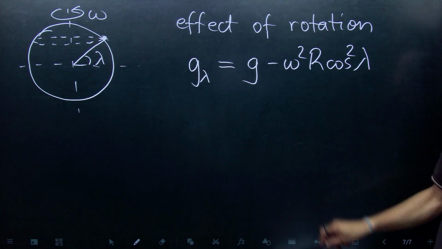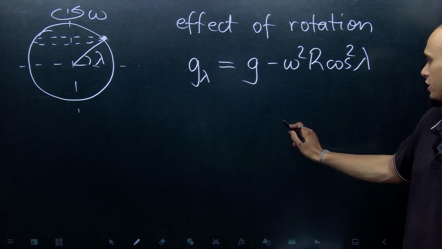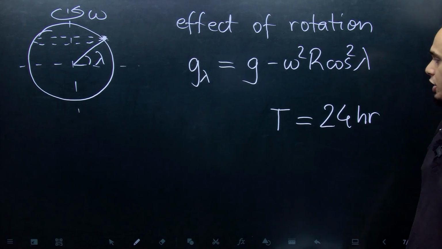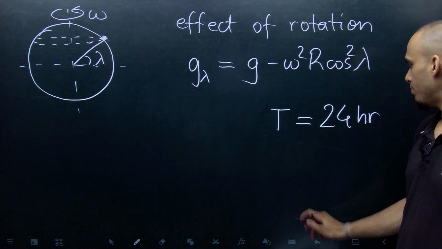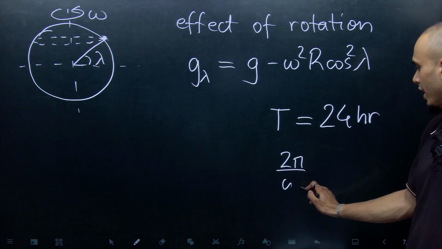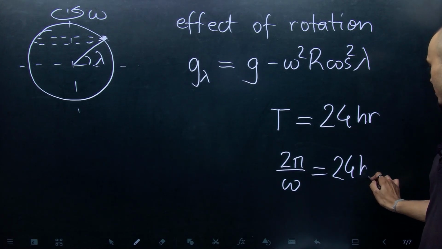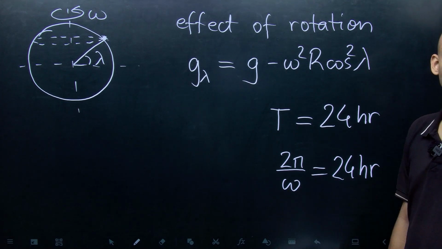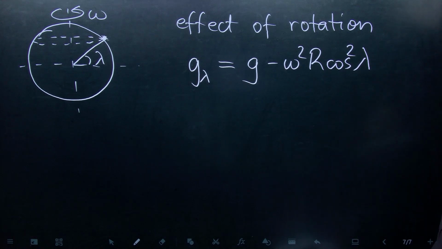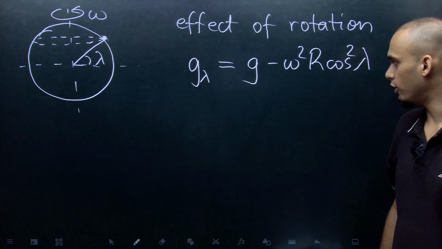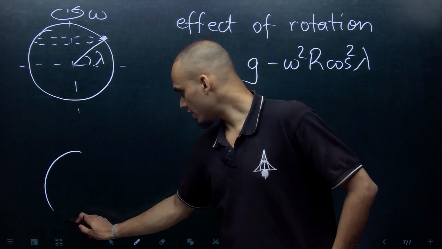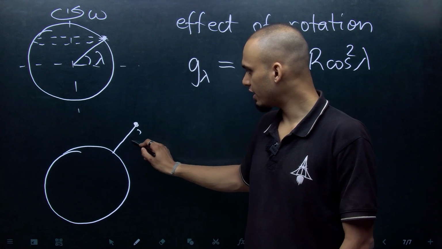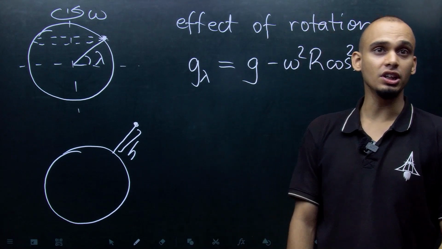But the angular speed of the earth is limited. We know the time period of the rotation of the earth is 24 hours. That is the duration of a day. And time period is simply 2 pi by omega. It should be 24 hours. This is how we calculate the angular speed of rotation of the earth, 2 pi upon 24 hours. And the acceleration due to gravity also varies if we exist at some height h above the earth.